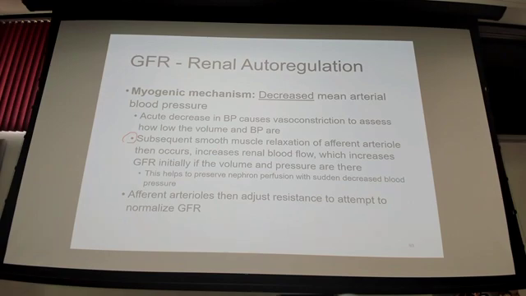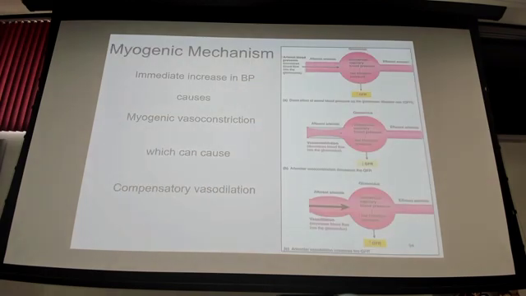That's the myogenic mechanism. It's myogenic. And what's the muscle we're talking about? The smooth muscle of the vessel. Okay? Does that make sense, y'all? Okay. So here's a picture for those of y'all who are more visual learners.